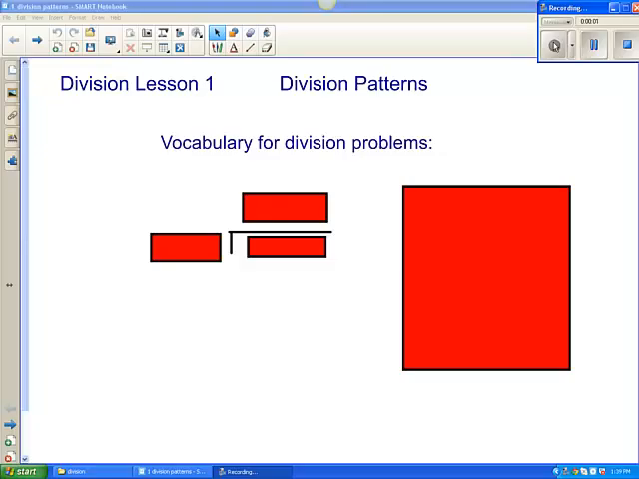Today we're going to talk about division patterns. The vocabulary for division does sometimes get mixed up, so let's review it, and you may want to write this into your notes so you can refer back to it during our lesson.